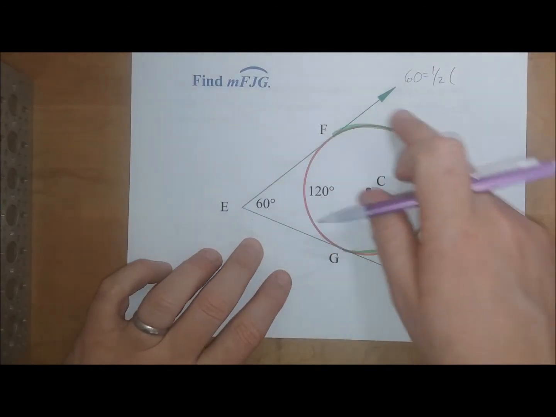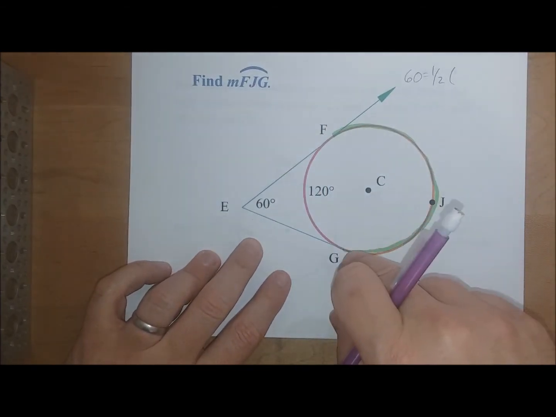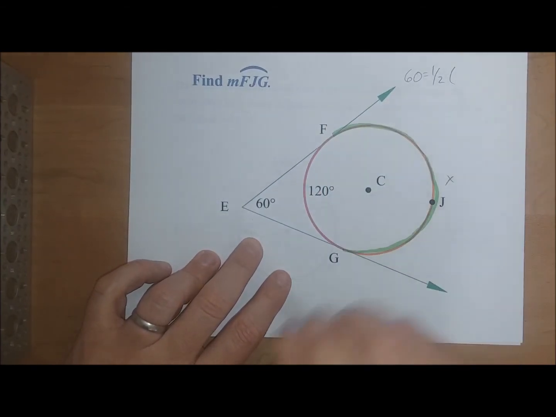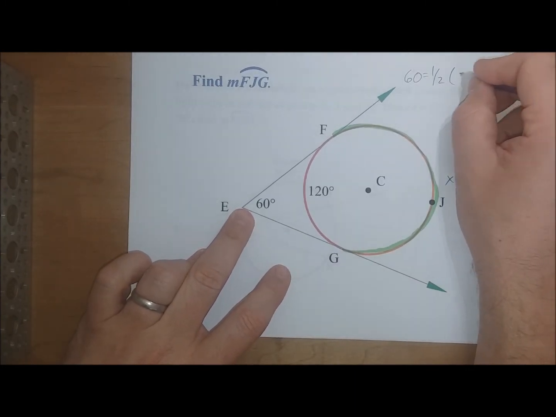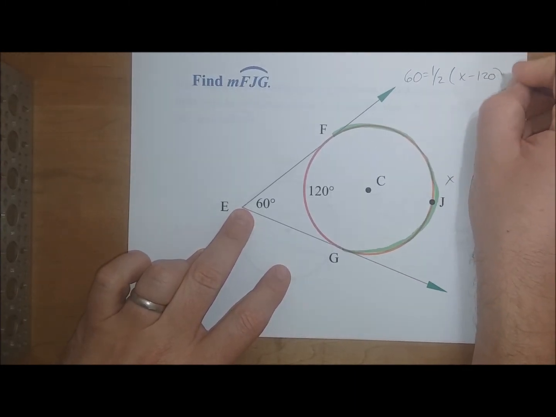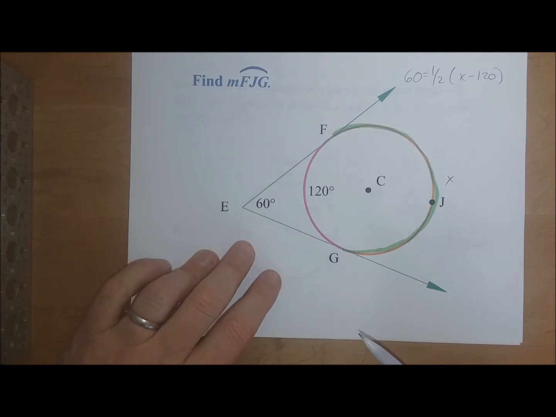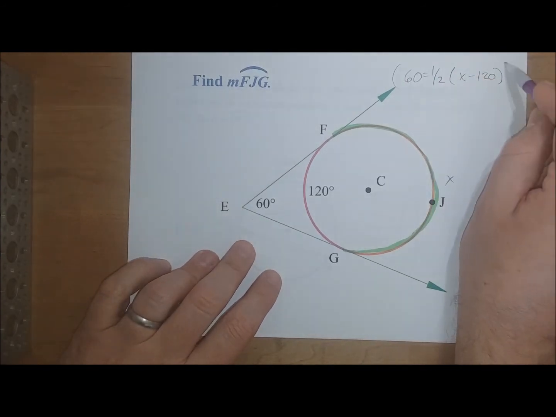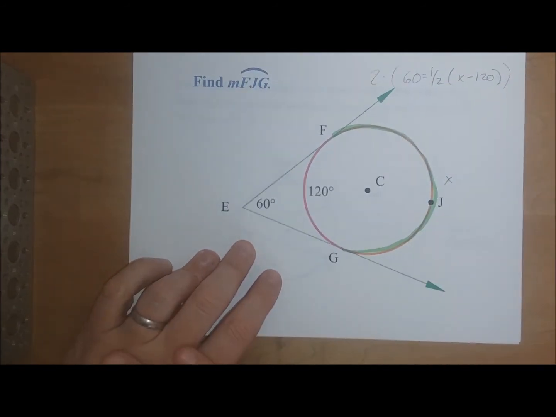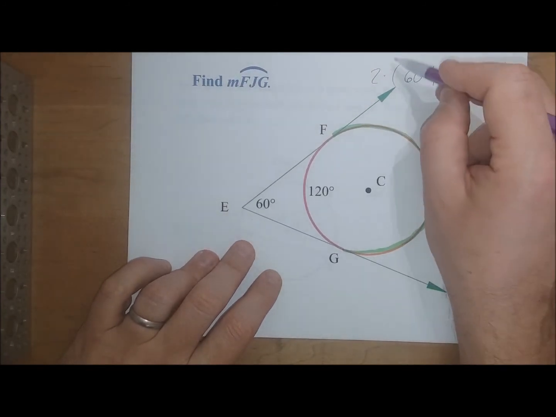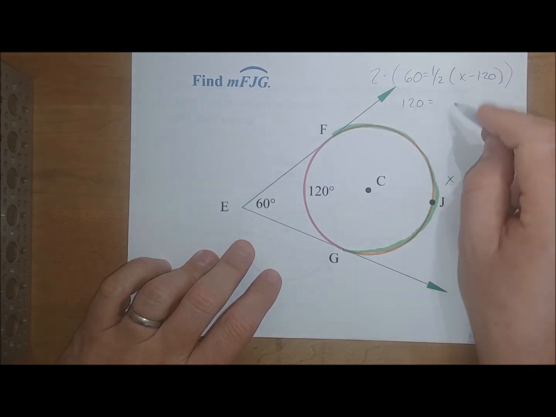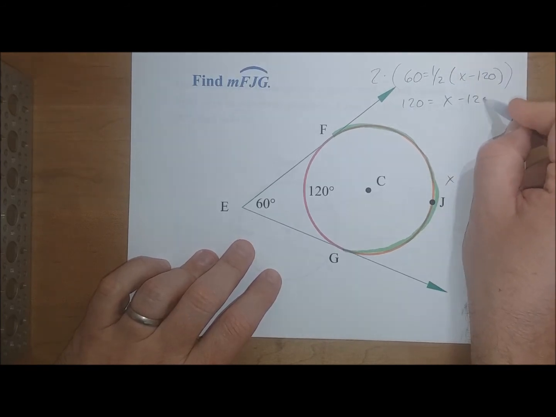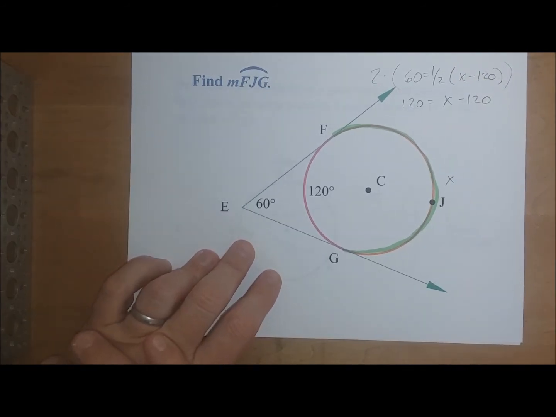So it must equal half of, shall we call this arc that we're looking for, shall we call it X? 60 degrees must equal half of X minus 120. Okay? All right, if you want to blast out that fraction by multiplying the whole equation by 2, you can do that. We get 2 times 60 is 120. 2 times 1/2 makes it go away, and we get 120 equals X minus 120.